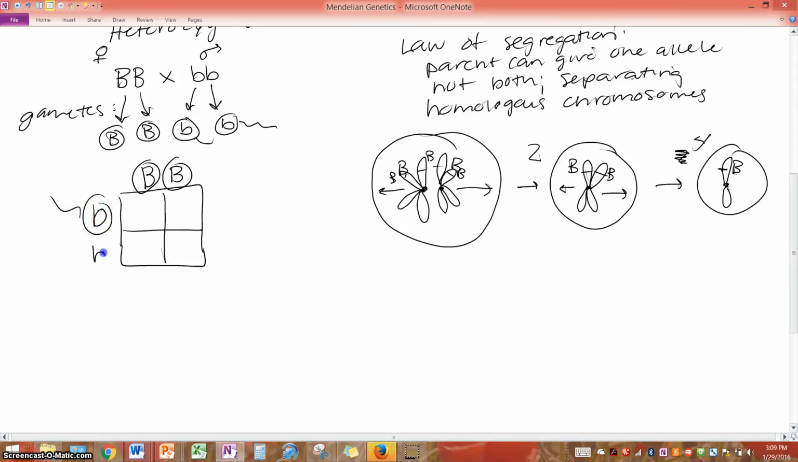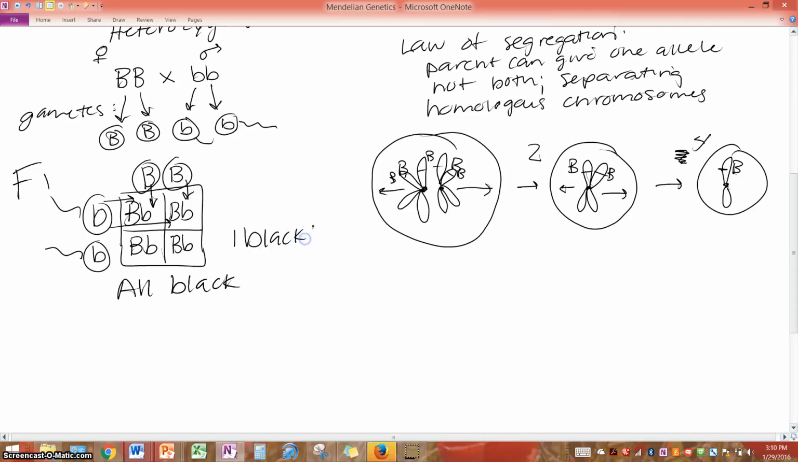I can give little b or big B. So all of the offspring are going to get, you kind of just bring your alleles in. You guys have probably done this before, but just get in the habit. Okay, and all of my offspring are going to have big B, little b. They are all going to be black. And if I wrote my phenotypic ratio, okay, this is my F1 generation. If I wrote my phenotypic ratio, I would have 1 black to 0 white. Okay, basically all black, 100%.